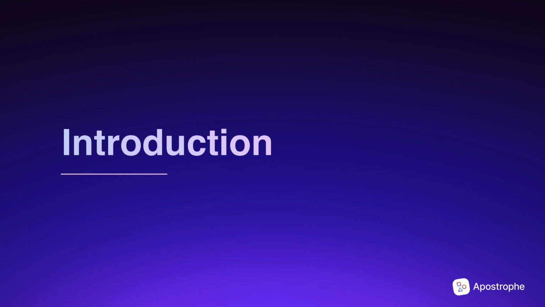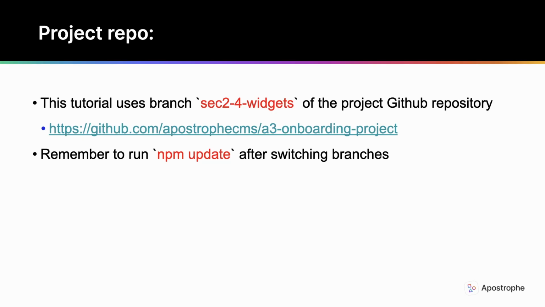As practice and to reiterate the key concepts in creating a widget, we are next going to make a simple widget that will allow the user to set up a call to action area on the page. This widget is used on the right side of the bottom area of the tutorial project homepage. Again, you can follow along with the tutorial to modify your own project, or to see the progress of the project while following this tutorial, switch to the sec2-4-widgets branch of the Apostrophe onboarding project repo on GitHub linked in the comments below.